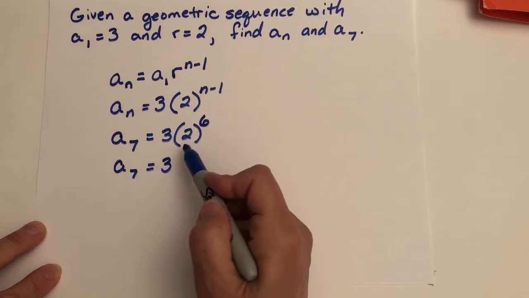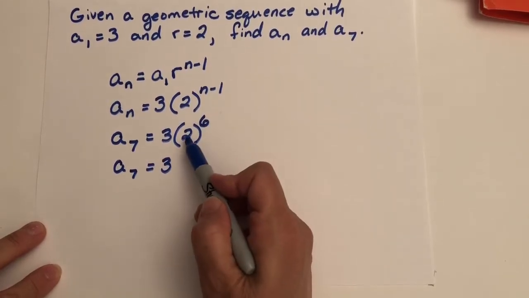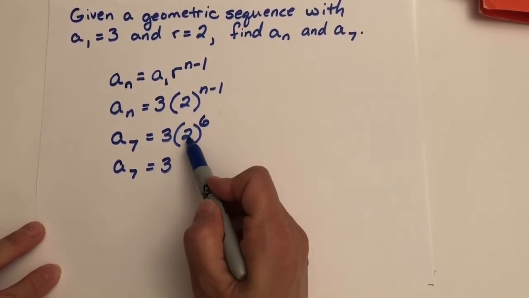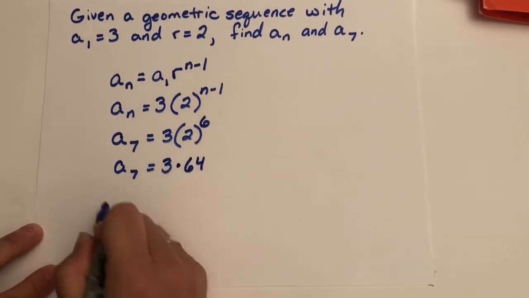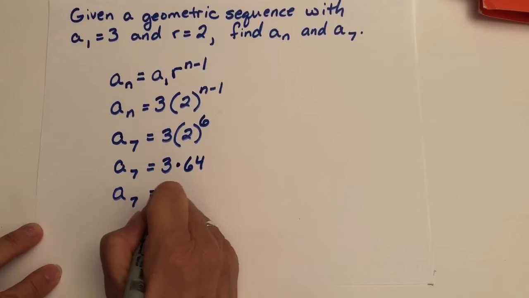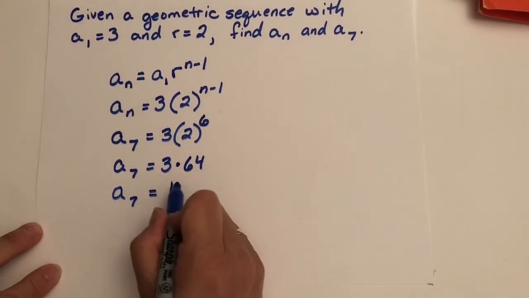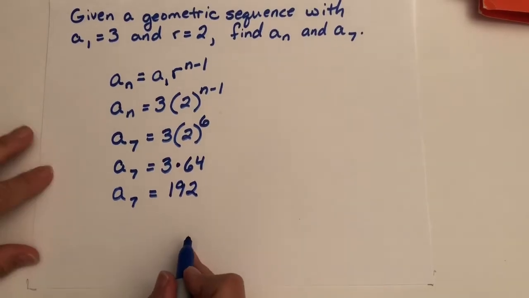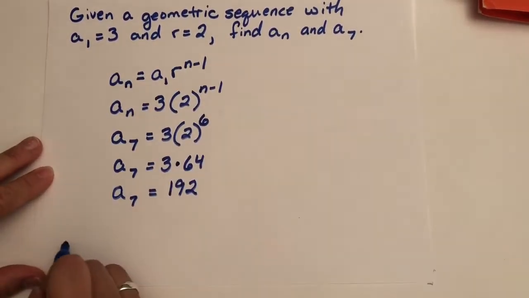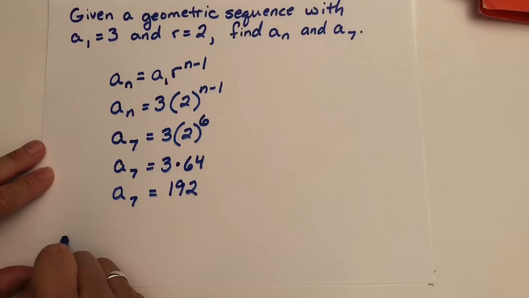Make sure you're careful with your order of operations. Exponents come before multiplication. So 2 to the 6th power is 64. So our 7th term is 192.